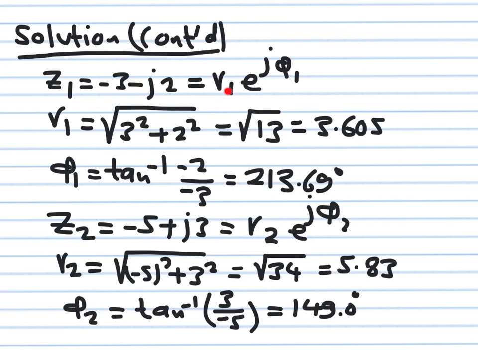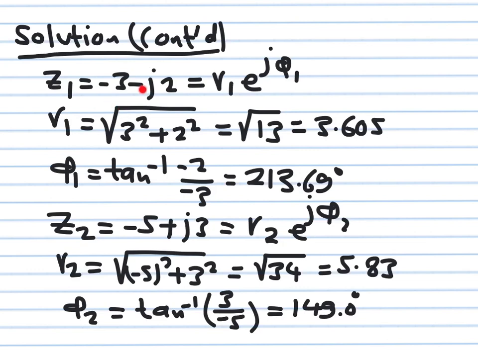R1 by definition is the square root of the real part squared plus the imaginary part squared. So 3 squared plus 2 squared. I ignore the negative signs, they don't really make a difference. So we end up with the square root of 9 plus 4, the square root of 13, which is 3.605. The angle. Notice that this is in the third quadrant, okay?